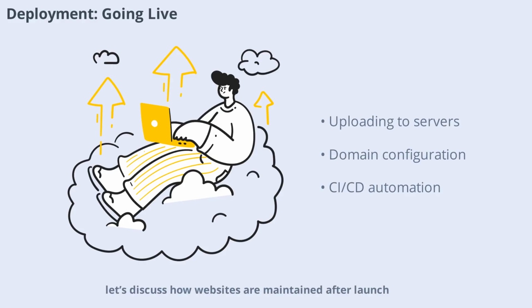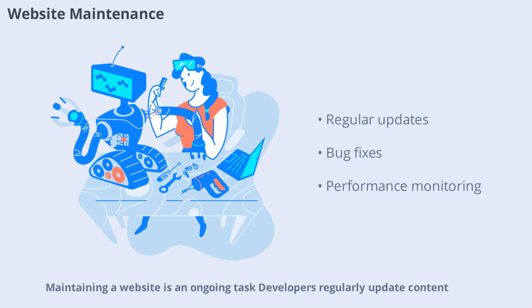Next, let's discuss how websites are maintained after launch. Maintaining a website is an ongoing task. Developers regularly update content, fix bugs, and improve performance. Security patches and software updates are essential to keep the site safe. Monitoring tools help track uptime and user activity. Good maintenance ensures a smooth experience for users and protects against potential issues.